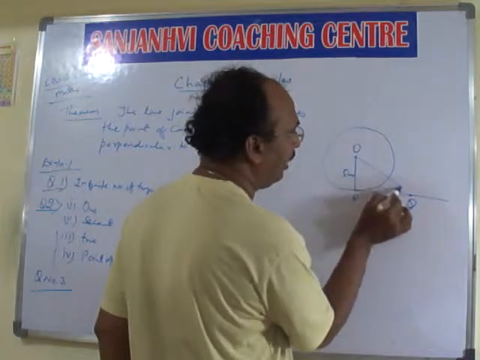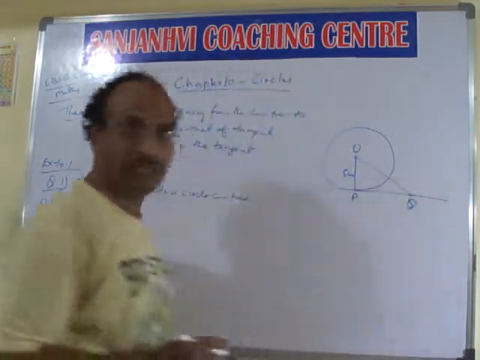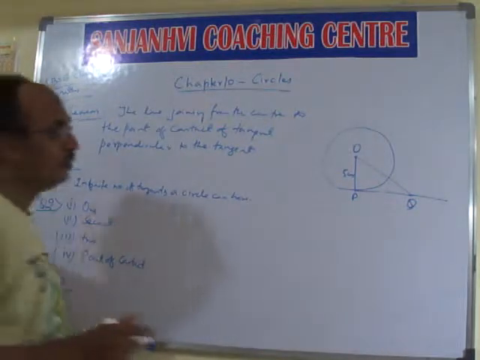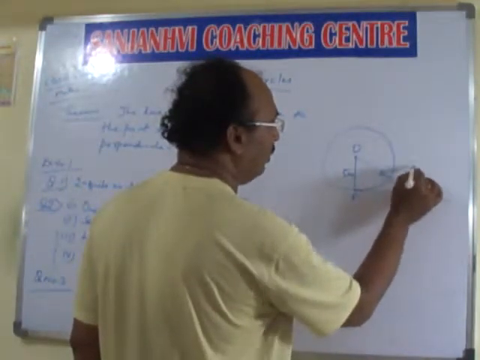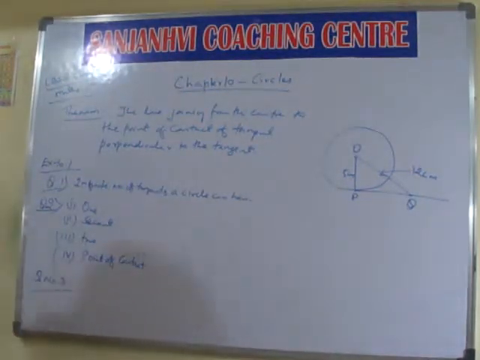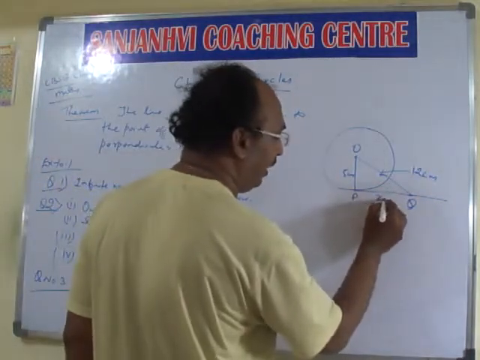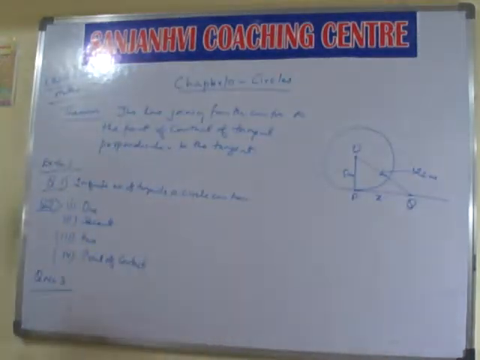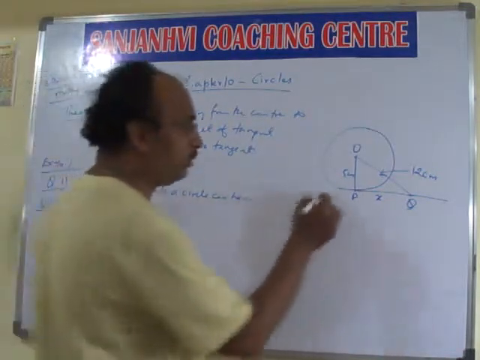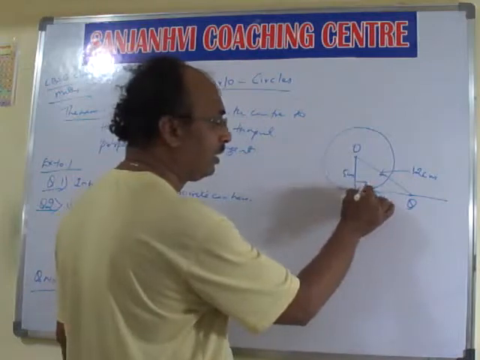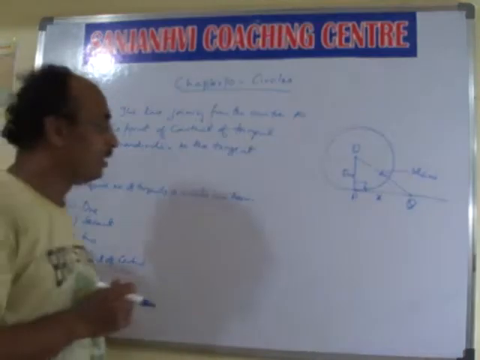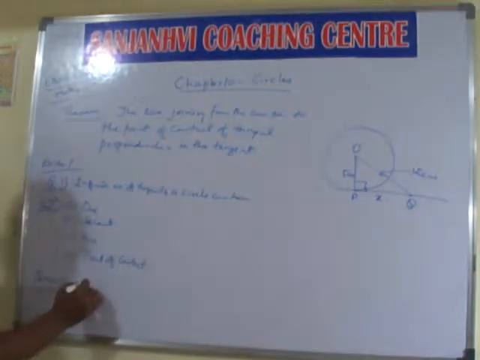So OQ is equal to 12 centimeter. The length PQ is, so this length X we need to find out. What I told you, OP is perpendicular to the point of contact. Once it is perpendicular, it becomes a right angled triangle. So just see here first.